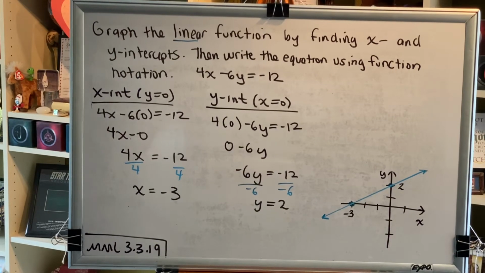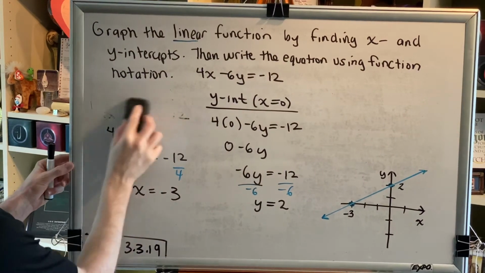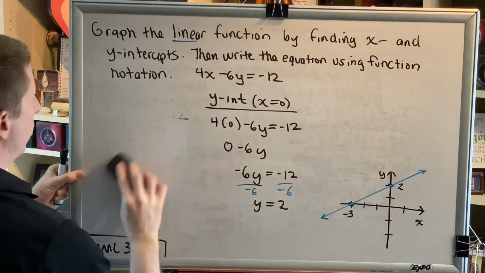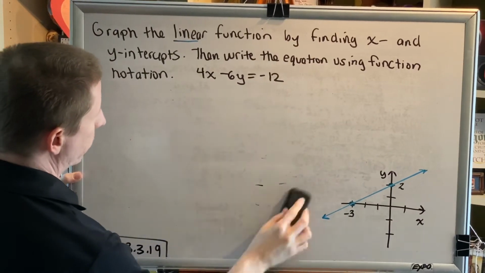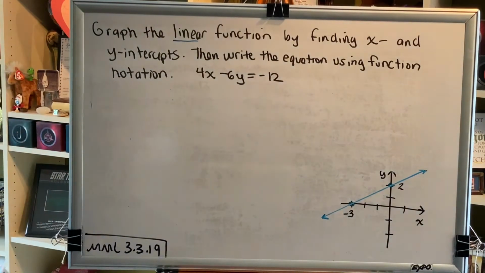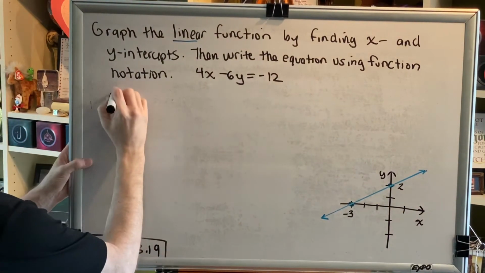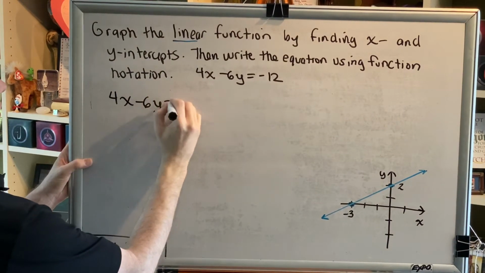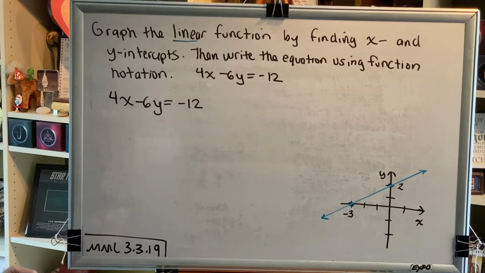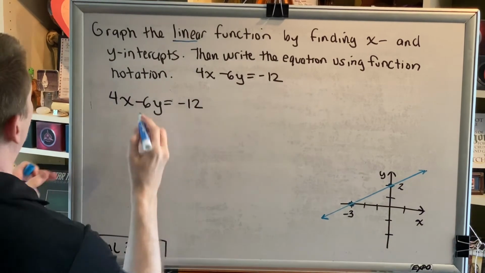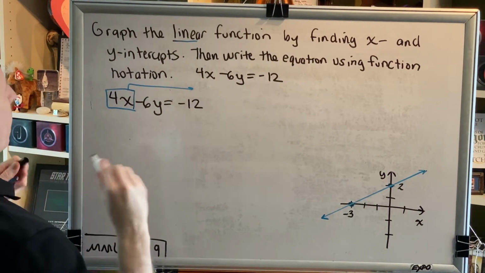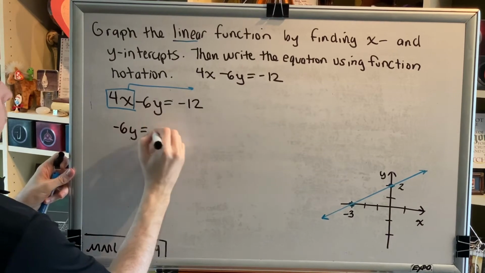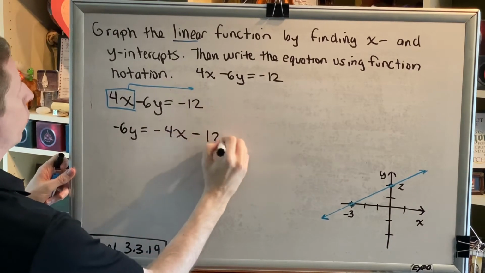Alright, now we're on to the next part of this problem. Write the equation using function notation. Function notation simply means solve the equation for y, and then replace the y with f of x. Let's begin. 4x minus 6y equals negative 12. Let's pick up this term and move it to the other side where it becomes its opposite. Negative 6y equals negative 4x minus 12.